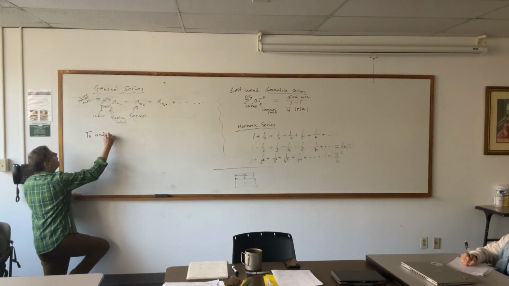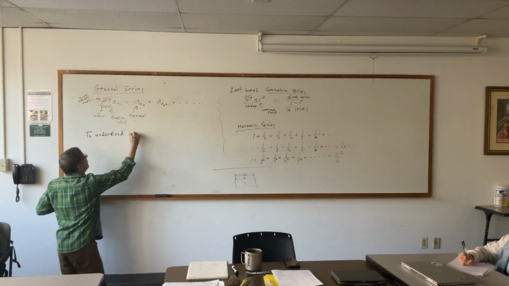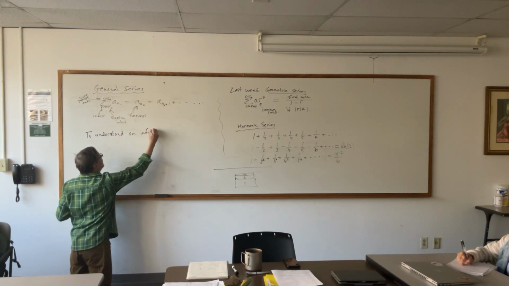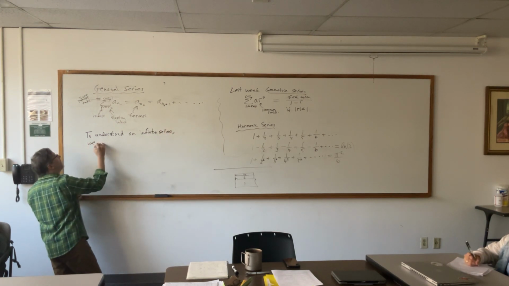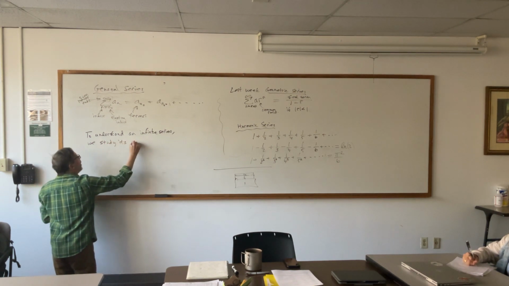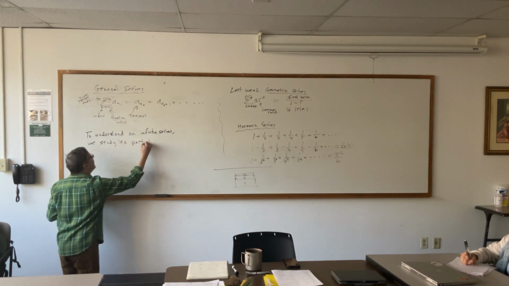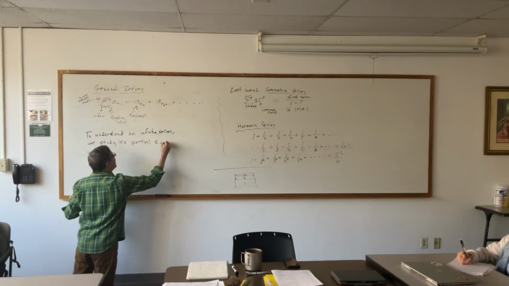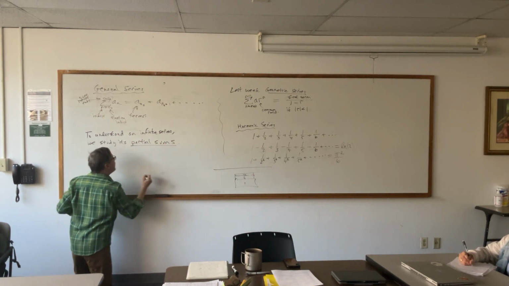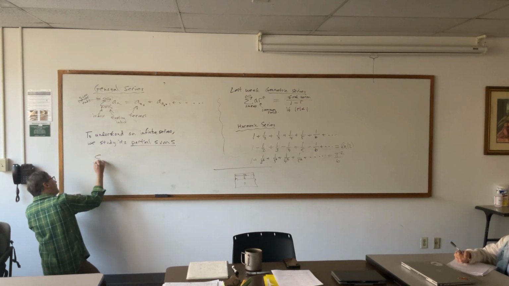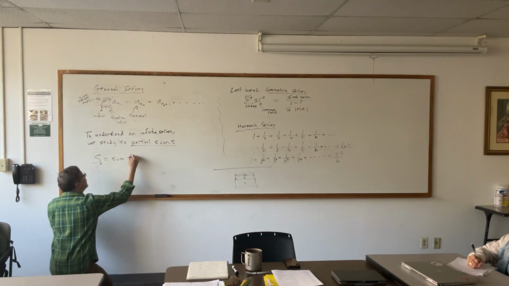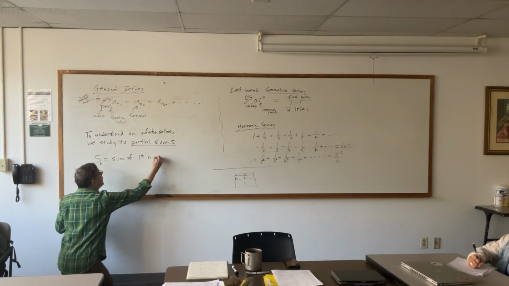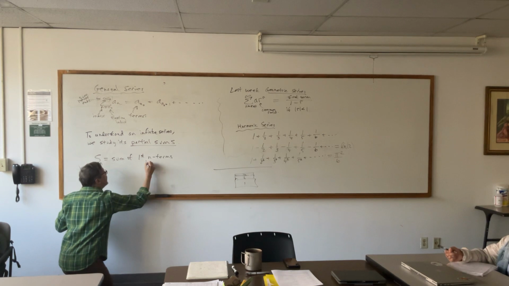To understand an infinite series, we study its partial sums. And we saw a little bit of this last week, but we're going to get a little more serious about it today. So the partial sums, we call it S sub n, and it's equal to the sum of the first n terms in the series.